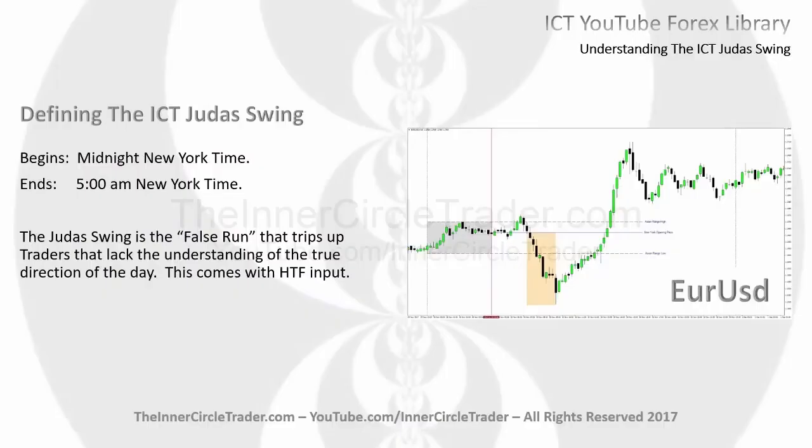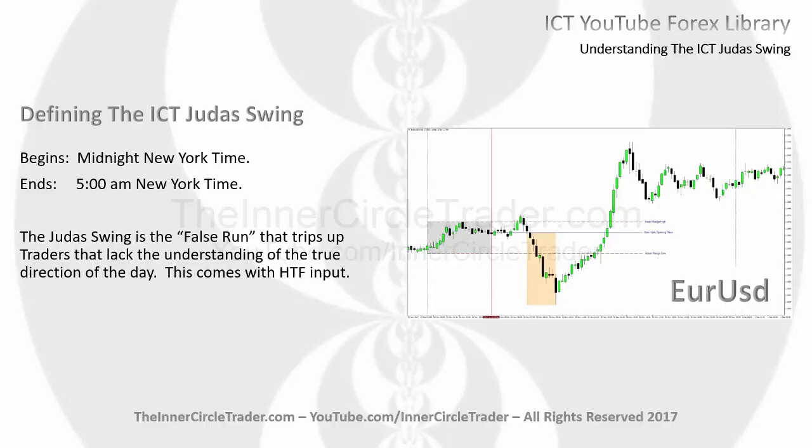Okay, so let's define the ICT Judas Swing. First and foremost, you start hunting the Judas Swing at midnight New York time. Okay, so this is the New York opening price, and it ends at 5 a.m. New York time. And that's basically the entire 5-hour window that would be utilized for anticipating this price move.